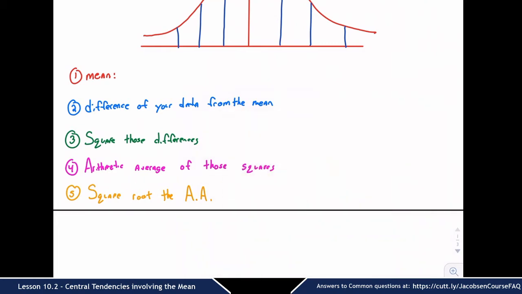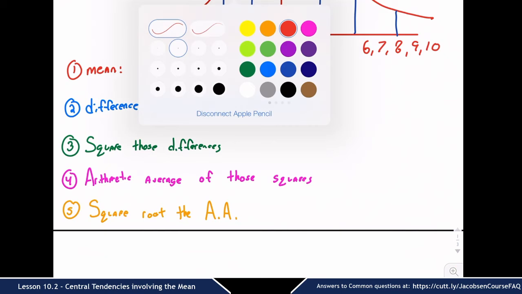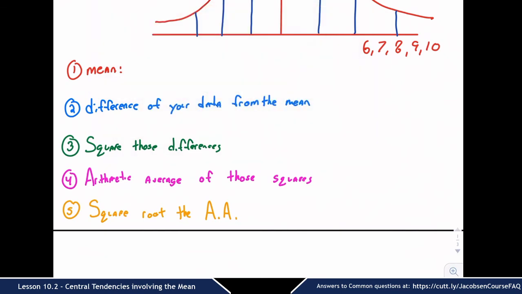All right, so just to make it easier for ourselves, let's use the same data we used for our initial example. So we'll use the numbers 6, 7, 8, 9, and 10. The reason why I like using those numbers right now is we already know what the mean is going to be for that data, and we know that the mean is going to be 8. So the first thing we need to do is find the mean, which once again is found by adding up all those terms and dividing by the number. That gave us 8.